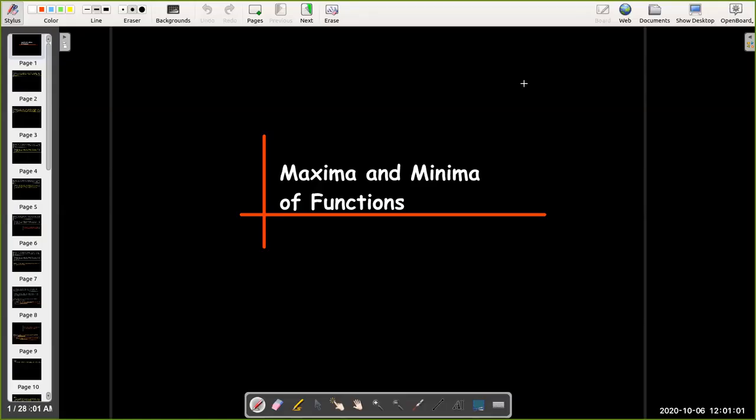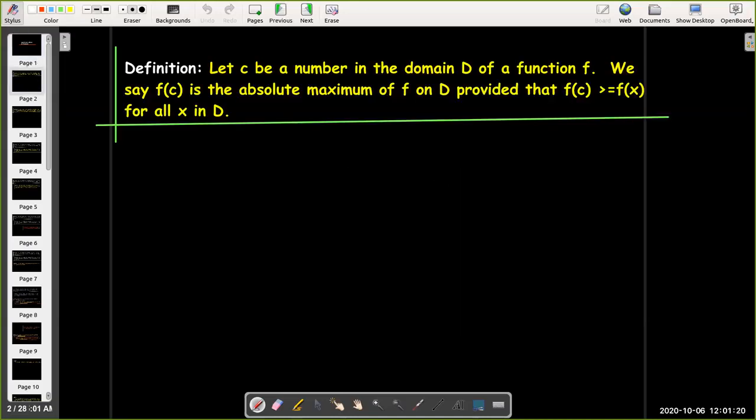In this video, we're going to talk about maximum values and minimum values of functions. Note that the plural of maximum is maxima, and the plural of minimum is minima. So we're going to start with four important definitions that are related to each other.